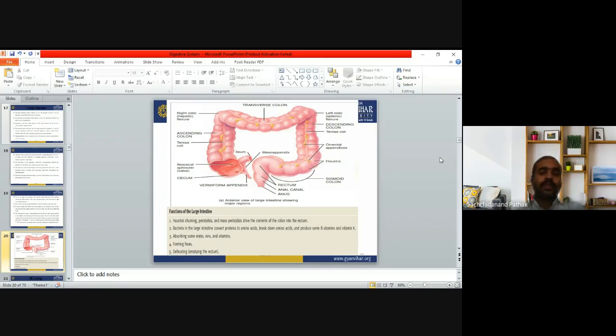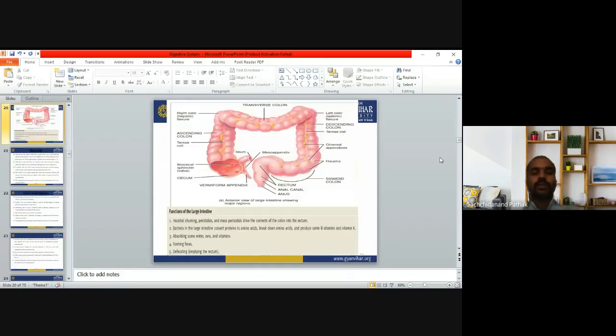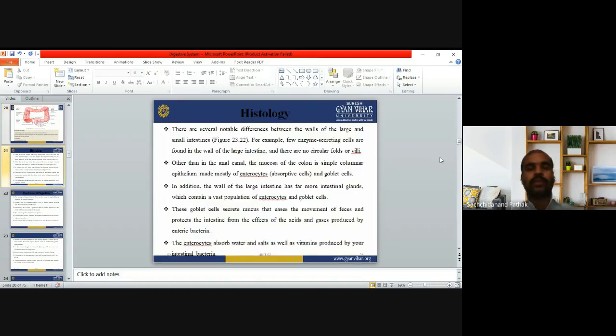So if you see the structure and function of the large intestine, you can understand these are the haustral churning, peristalsis, and mass peristalsis that drive the content of the colon into the rectum. Bacteria in the large intestine convert protein to amino acids, break down the amino acids, and produce some B vitamins and vitamin C, absorbing some water, ions, and vitamins, forming the feces, and then defecating. That means emptying the rectum, moving out the feces. So these are the functions of the large intestine.